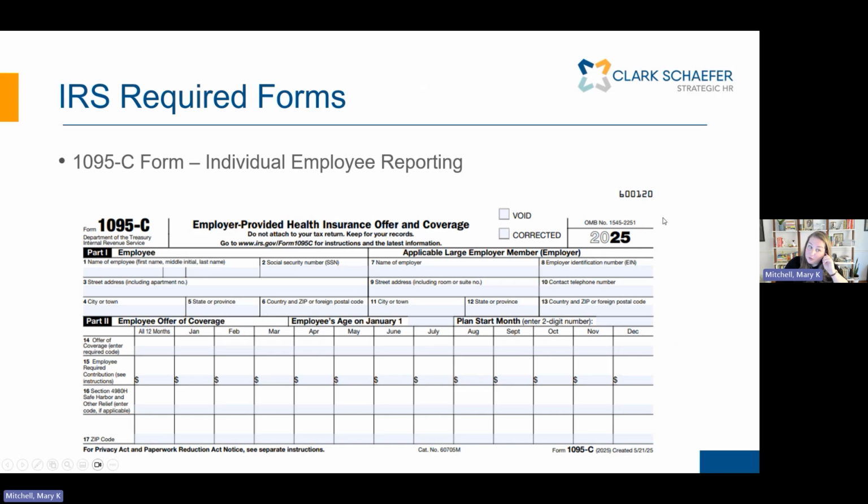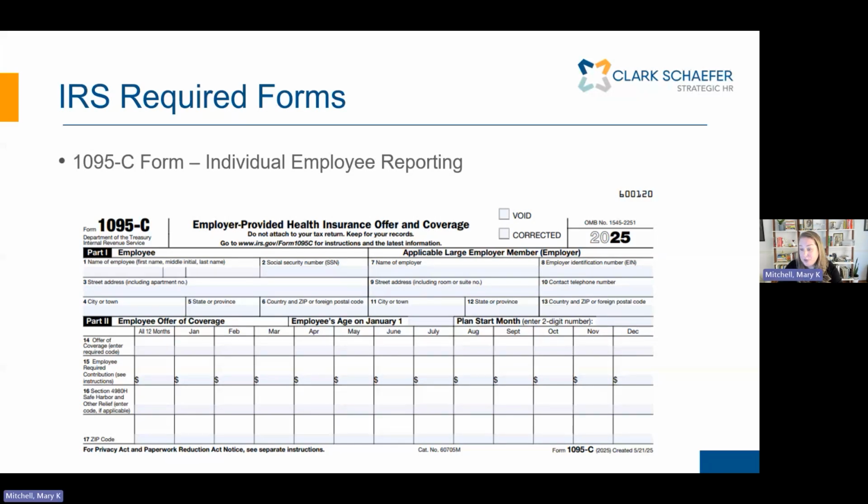So there are a few different forms when it comes to reporting for the Affordable Care Act. The first one, the most commonly talked about, is the 1095-C form for individual employee reporting. This is the form for 2025, or an example of the form. And you can see here on the form itself, we're giving the employee data, our organization's data as the applicable large employer member. And then we're also going to give a breakdown in part 2 of that employee's coverage.